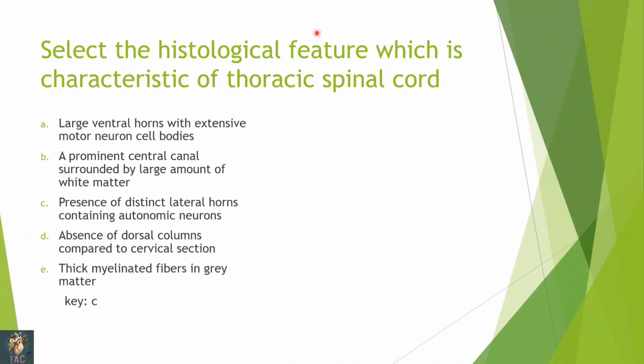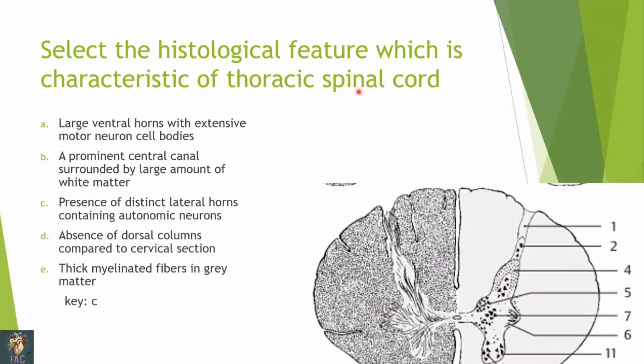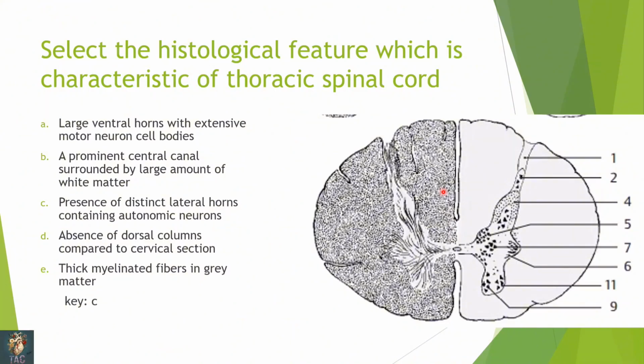Third MCQ: select the histological feature which is characteristic of the thoracic spinal cord. This is also very important. You can see over here in this diagram: first option, large ventral horns with extensive motor neuronal cell bodies. Second, prominent central canal surrounded by a large amount of white matter. Third, presence of distinct lateral horns containing autonomic neurons, and absence of dorsal column compared to the cervical section. Fourth, thick myelinated fibers in gray matter.